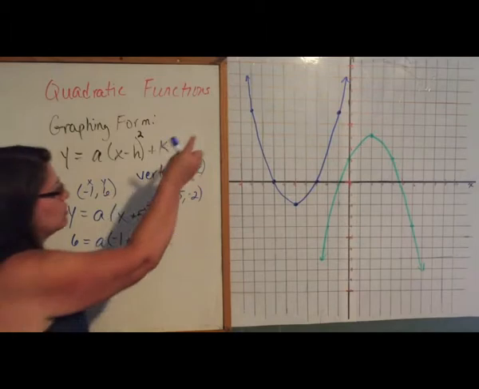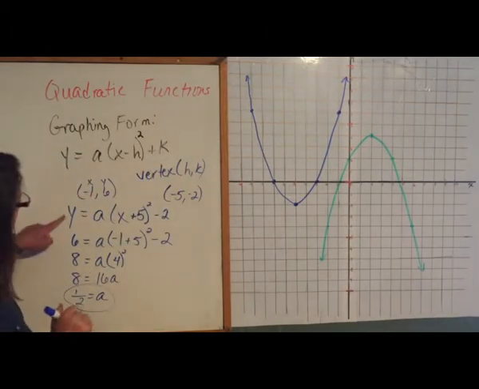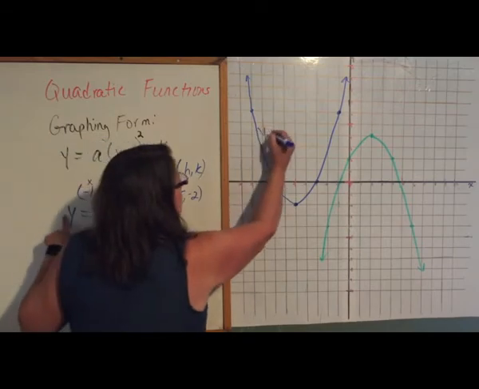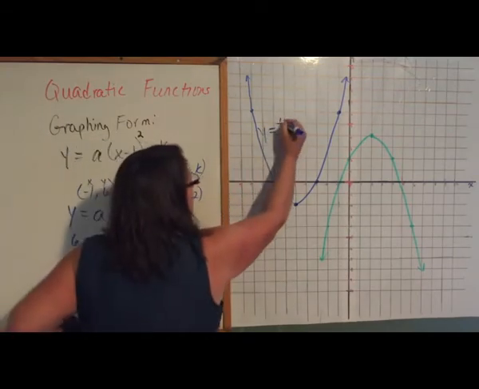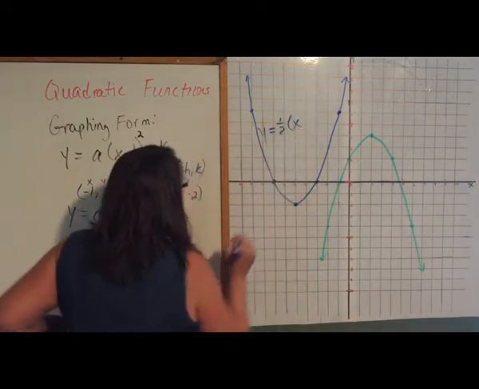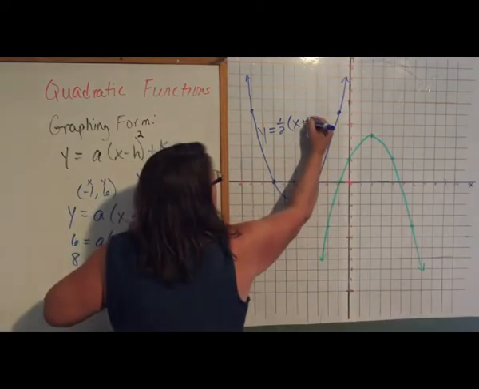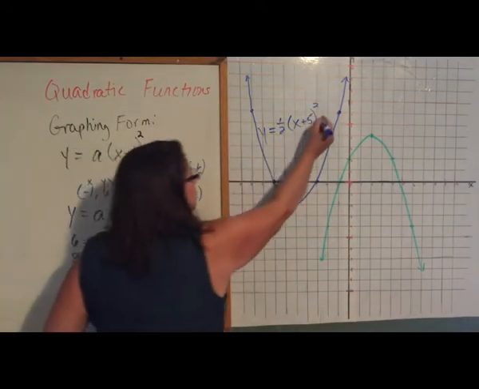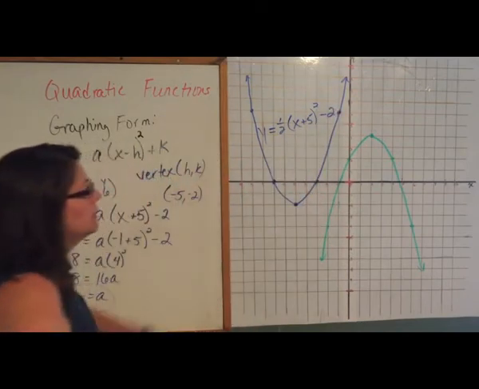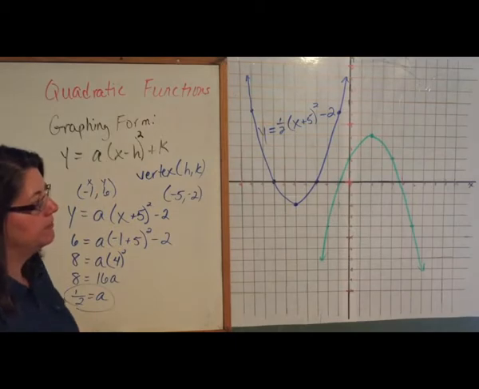So the equation for the blue function there is y equals a was 1/2 times x plus 5 squared minus 2. We've found the equation for that quadratic graph.